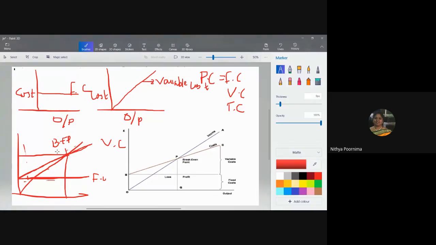Now, when these two lines intersect at a point, at this point I'm dropping one vertical line and one horizontal line. So this point indicates that whatever unit you're putting 50 rupees into producing, you're actually not making any profit or loss. The cost price is equal to the actual cost of the product. Are you getting it?